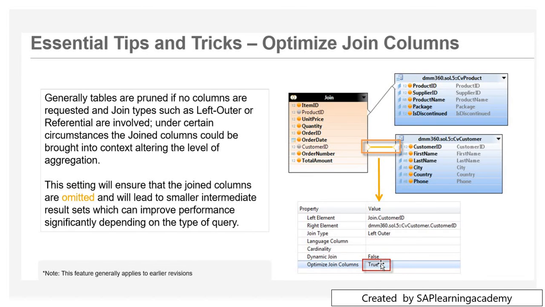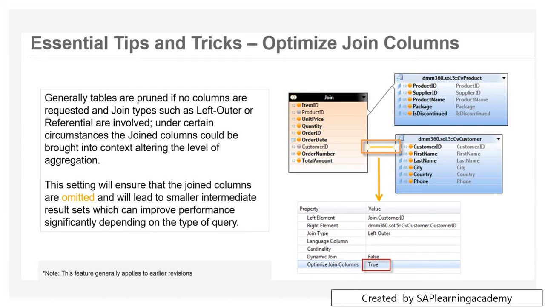So this setting, if we set it as true, will ensure that the join columns are omitted and will lead to a smaller intermediate result set, which can improve performance significantly depending on the type of query. So if you set this optimize as true, then based on the data in the two columns, your query performance can be faster.